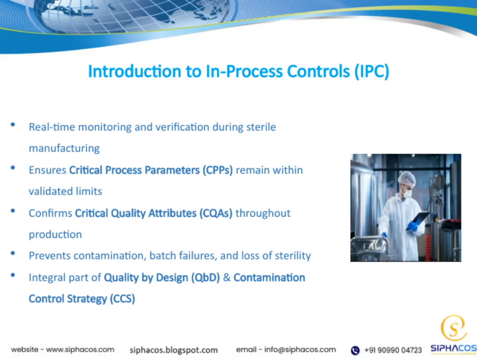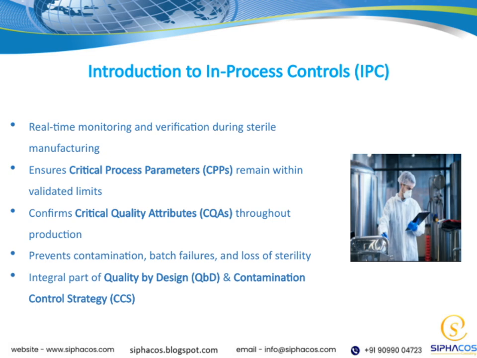Let's talk about real-time monitoring and verification during sterile manufacturing. This is a critical aspect because it ensures that the critical process parameters, or CPPs, stay within the validated limits we've established. By doing this, we're actively controlling the manufacturing process to maintain quality and consistency. Additionally, it helps us confirm that the critical quality attributes, or CQAs, are being maintained throughout production. This continuous oversight is vital to ensure the final product meets all quality specifications.